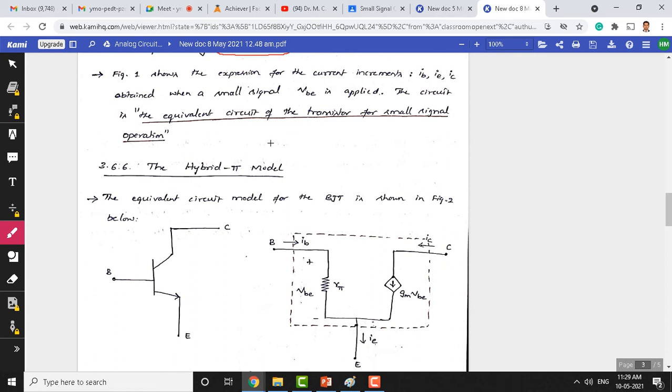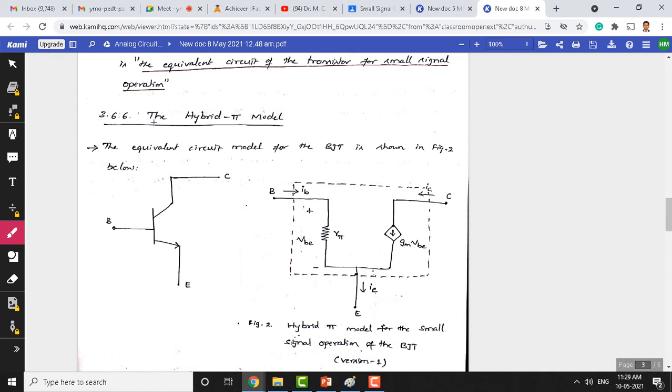Okay, all right. This is again an important model we are going to discuss in today's class, the hybrid pi model. From the textbook point of view, given the numbers as it is, 3.6.6, that is the hybrid pi model. Here I have shown the bipolar junction transistor, which has 3 terminals, base, emitter and collector, and its equivalent model. So this is the pi model.